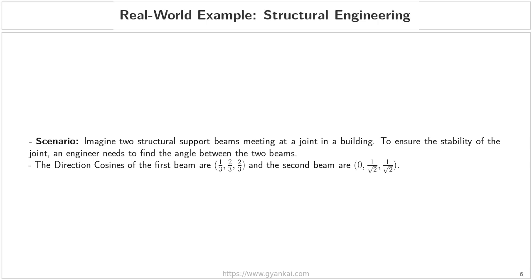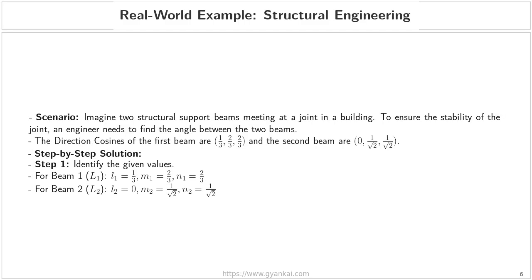For this problem, let's say the direction cosines for the first beam are 1/3, 2/3, and 2/3. For the second beam, the direction cosines are 0, 1 over the square root of 2, and 1 over the square root of 2. Let's walk through the solution step by step. In step 1, we simply identify our given values from the scenario. For beam 1, our L1, M1, and N1 are 1/3, 2/3, and 2/3, respectively. For beam 2, our L2, M2, and N2 are 0, 1 over the square root of 2, and 1 over the square root of 2.